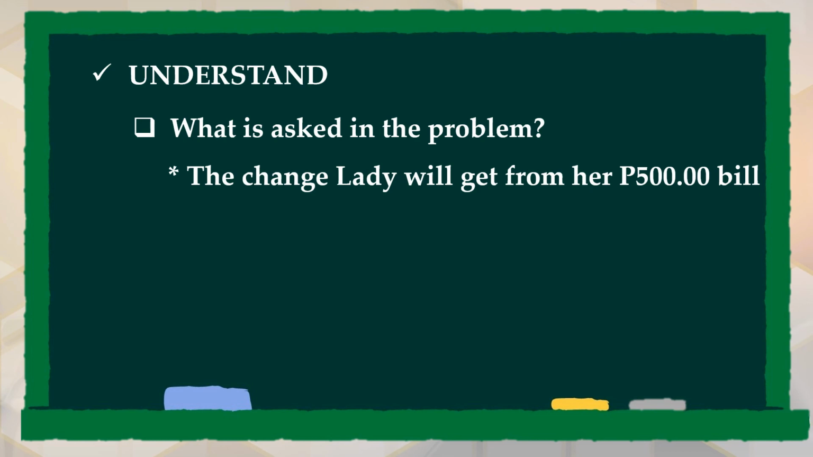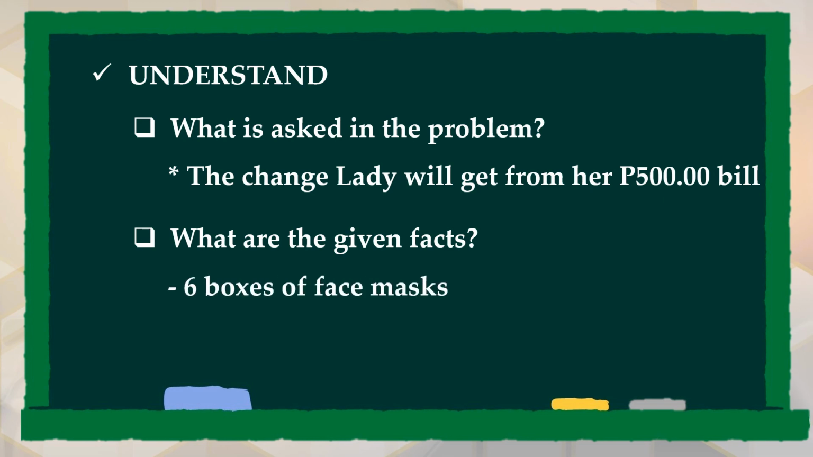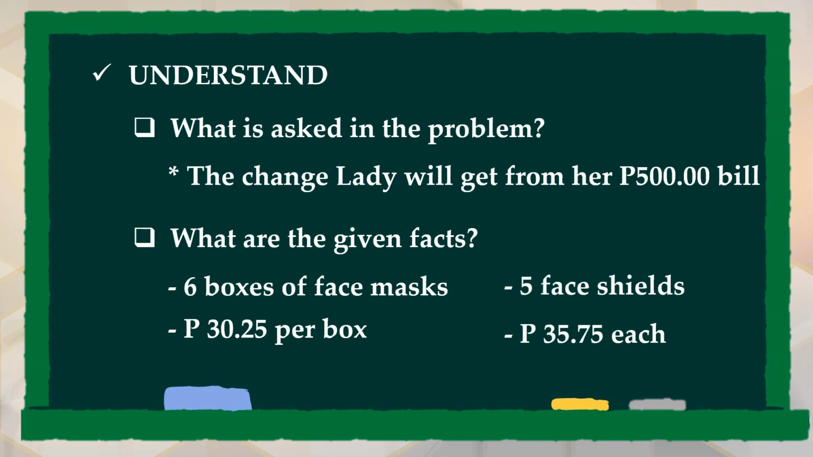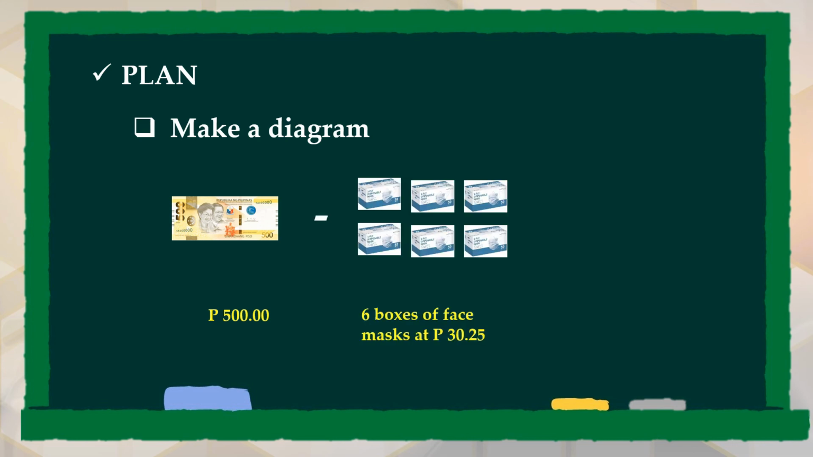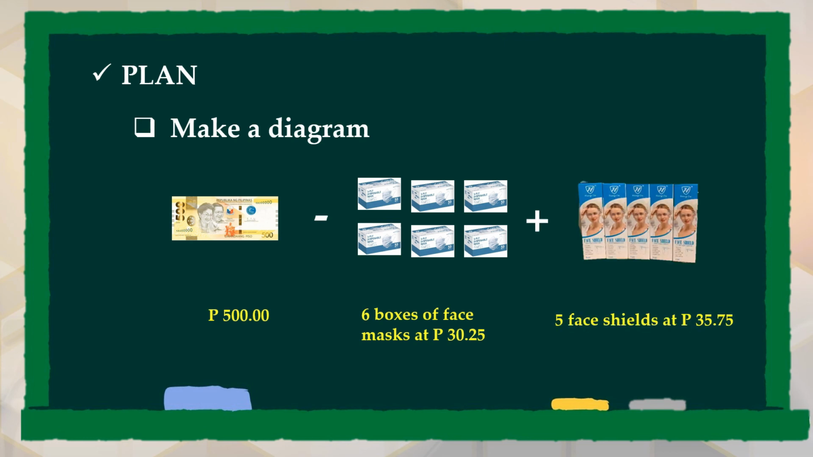Next, we should also know the given facts. So in this problem, the given facts are 6 boxes of face masks, 30 pesos and 25 centavos per box, 5 face shields, 35 pesos and 75 centavos each, and 500 peso bill. After understanding the problem, you have to make a plan. Make a diagram of the given fact. So we have here 500 peso bill, the 6 boxes of face masks at 30 pesos and 25 centavos, and 5 face shields at 35 pesos and 75 centavos. That's the time you can easily solve the problem.